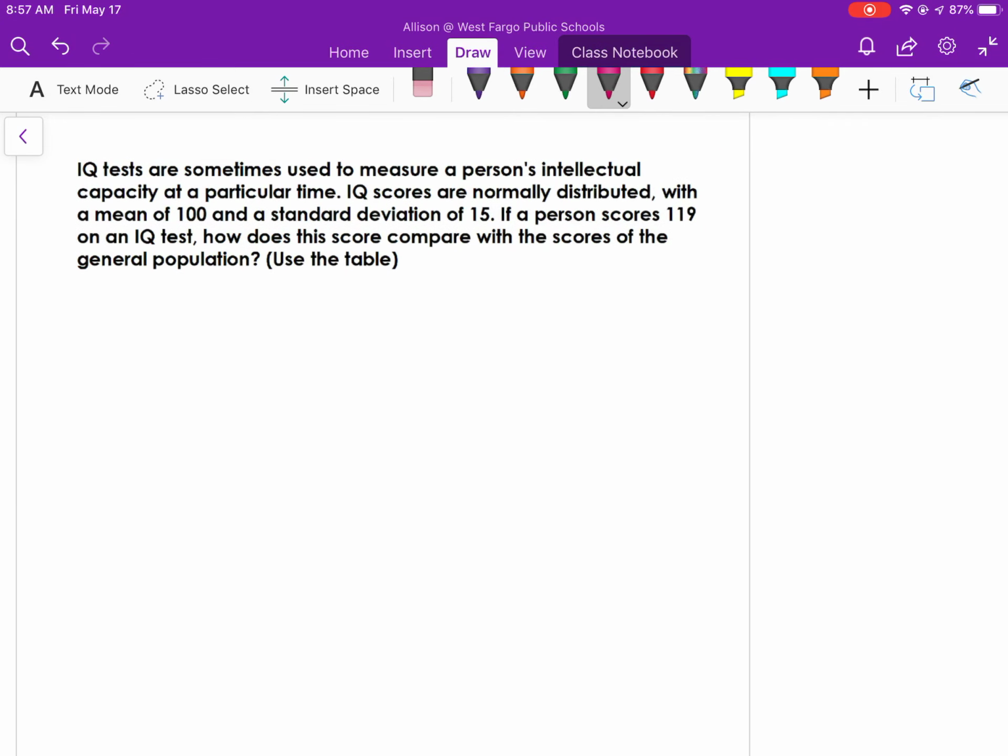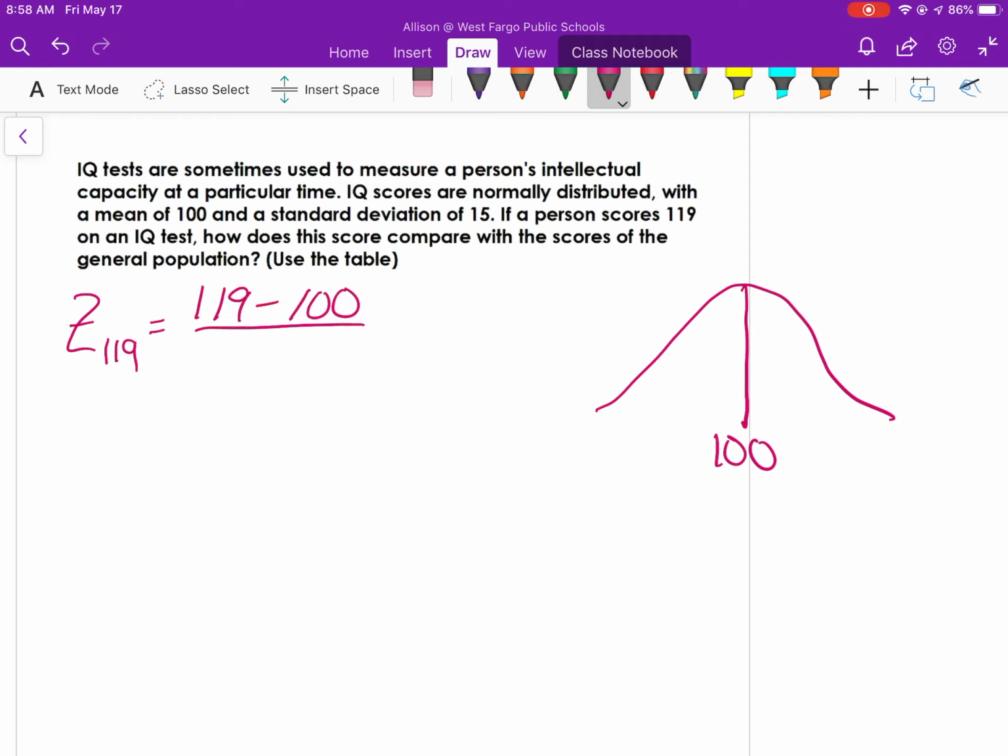IQ tests are sometimes used to measure a person's intellectual capacity at a particular time. IQ scores are normally distributed with a mean of 100 and a standard deviation of 15. If a person scores a 119 on an IQ test, how does this score compare with the scores of the general population? Okay, so we have this normal curve and we have an average score of 100. If I find the z-score for 119, that'd be 119, subtract the average of 100, and divide it by a standard deviation of 15, I'm going to get 1.27.